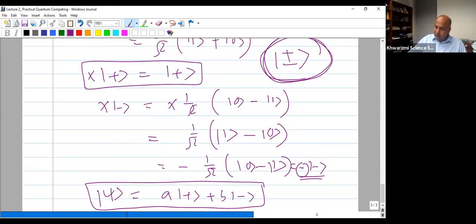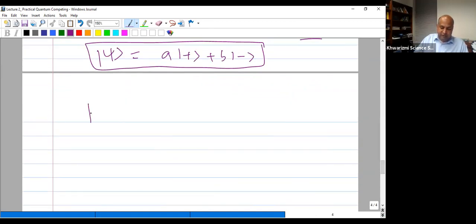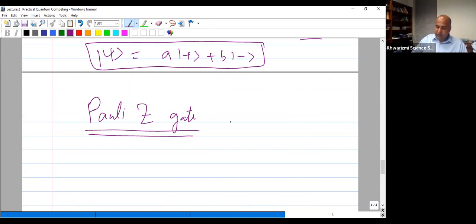Okay, so let's now move on to the next very important gate, and this is the Pauli Z gate. And this is a very simple gate. What it does is that it converts bit 0 to 0, that is, it does nothing to 0. But when it operates on bit 1, it multiplies it with the phase factor -1.